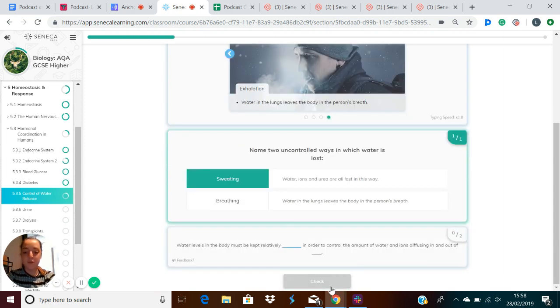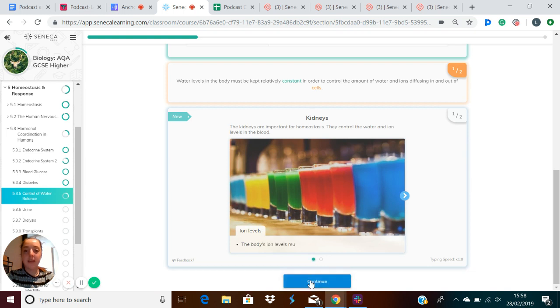Water levels in the body must be kept relatively constant in order to control the amount of water and ions diffusing in and out of the cells. The kidneys are important for homeostasis. They control the water and the ion levels in the blood. The body's ion levels must be kept relatively constant to control osmosis and diffusion between cells of the body.